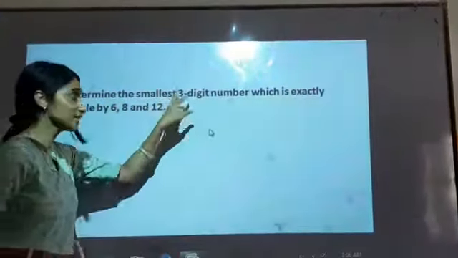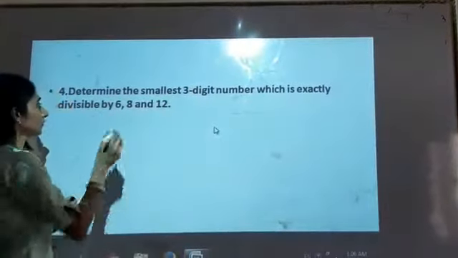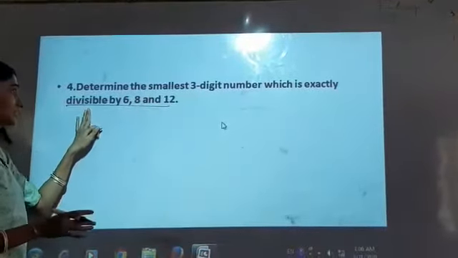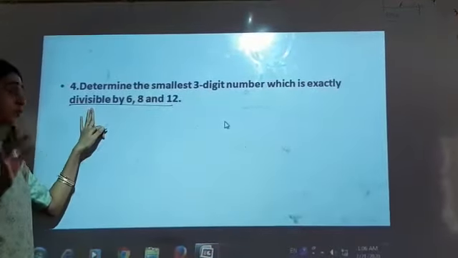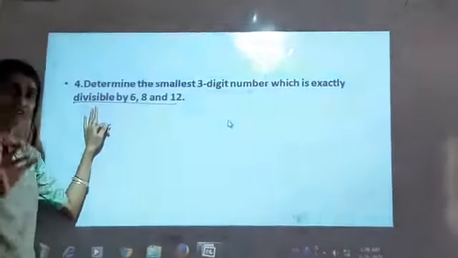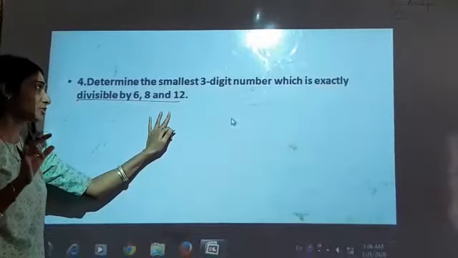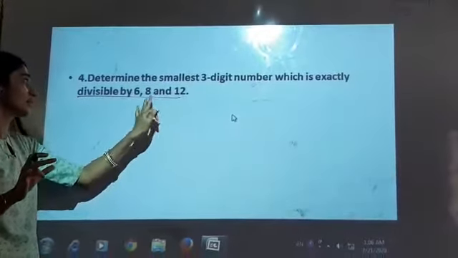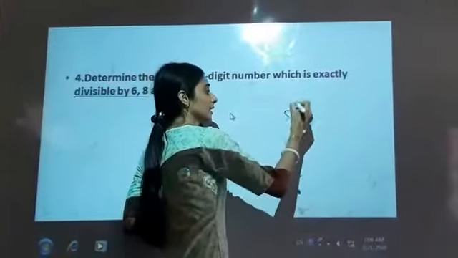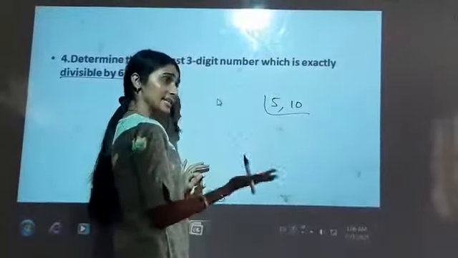Determine the smallest 3-digit number which is exactly divisible by the given numbers, that is 6, 8 and 12. So first of all understand this part. What is the smallest number that is divisible by these three numbers? That is obviously the LCM of these three numbers, because the LCM is the smallest number divisible by all the given numbers. Suppose, for example, you find the smallest number that is divisible by 5 and 10. What is that? That is the LCM of these numbers.